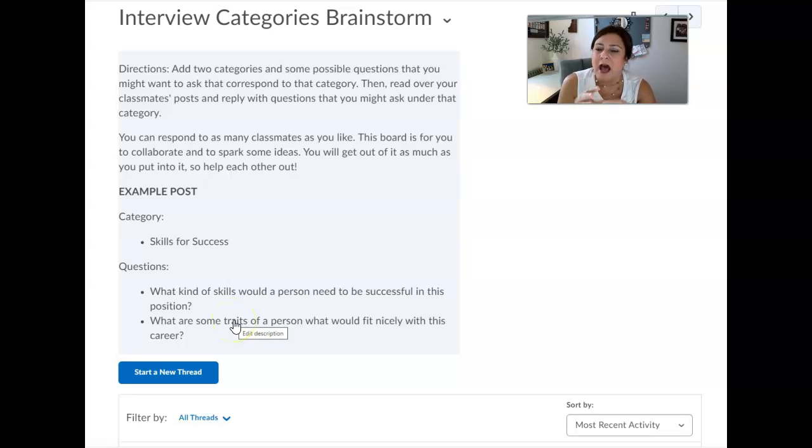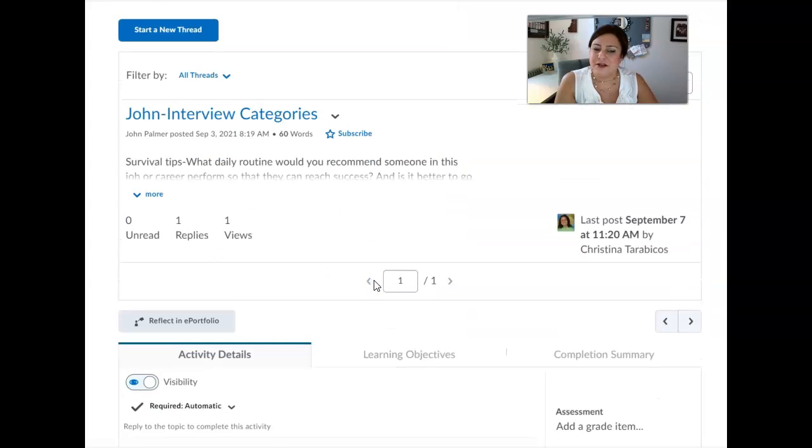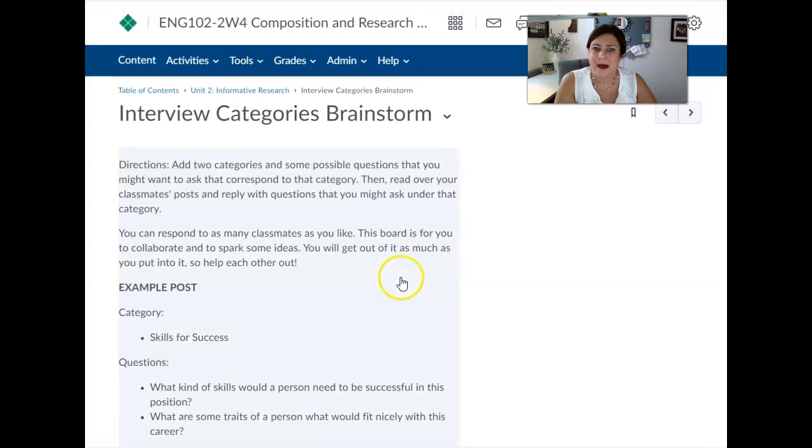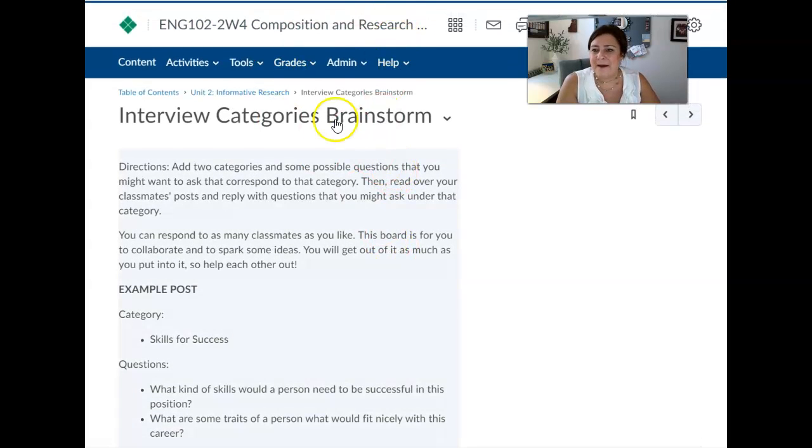those categories. Make sure that you read your classmates' responses, post some replies, maybe brainstorm some more questions. This is a way that you can be interactive and start really thinking of ideas of what you want to ask about, okay? Things that you may not have already thought of, things that may trigger some other categories that you might want to learn about in your interview. And then start brainstorming together, start working together on some of these questions that you may want to think about, okay? That interview categories brainstorm is due Tuesday by midnight so that I can start giving you guys some feedback, okay?